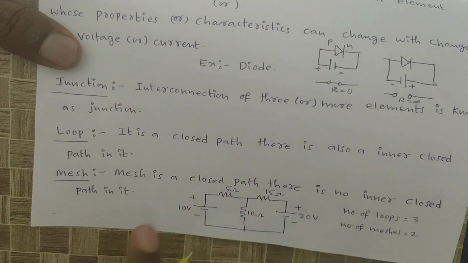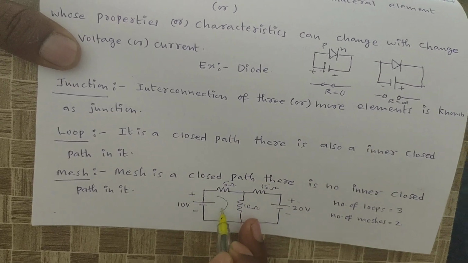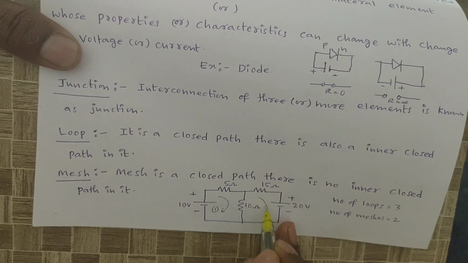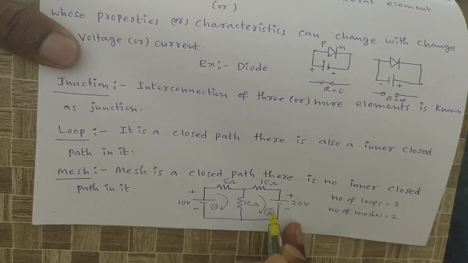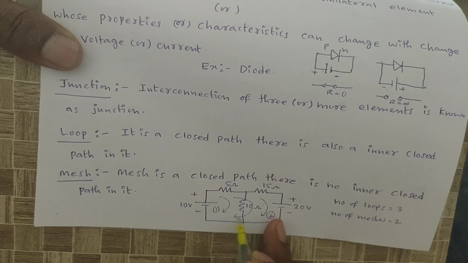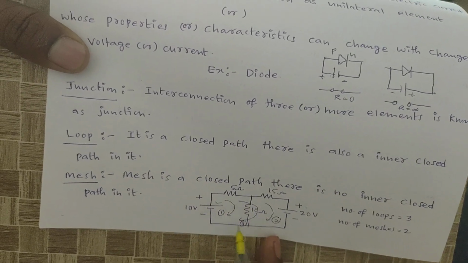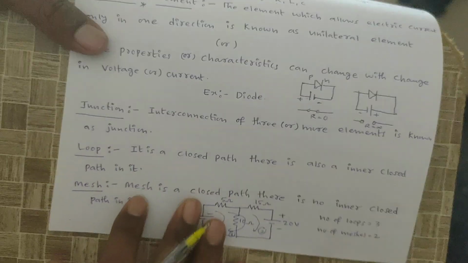Okay, let us consider this circuit diagram. For this circuit diagram, this is loop 1, this is loop 2. Okay, if I remove this 10 ohm resistor, there is also a possibility of another loop. This is loop 3. Okay, a loop is a closed path. There is also an inner closed path in it. That is nothing but a loop.